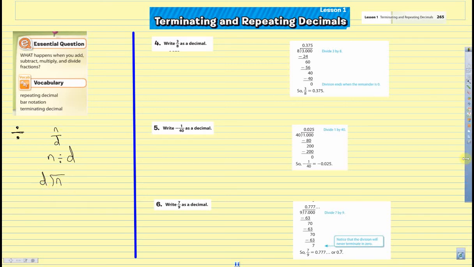It's just today we're going to use this form: my numerator divided by my denominator. Numerator being the top number, the denominator being the bottom number.